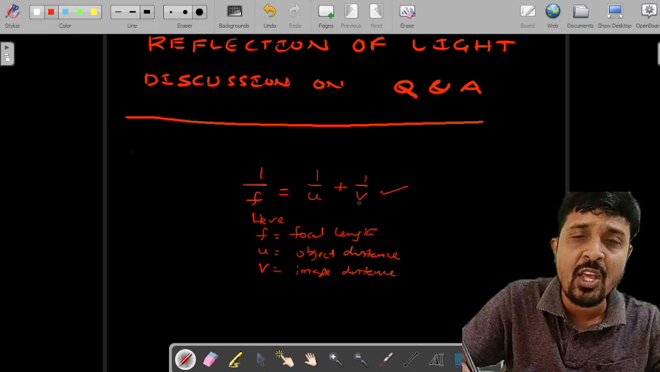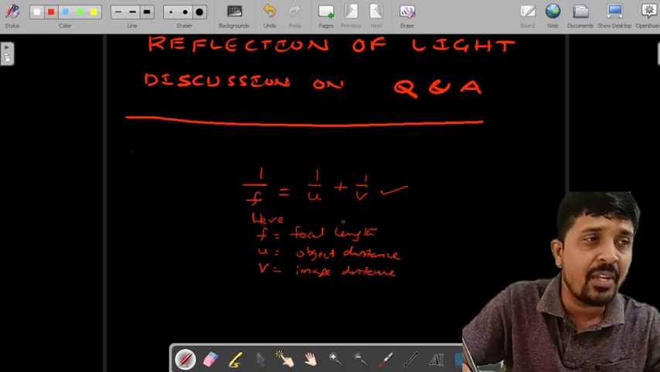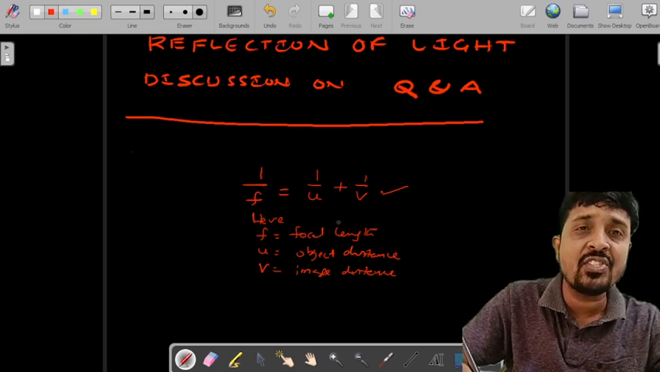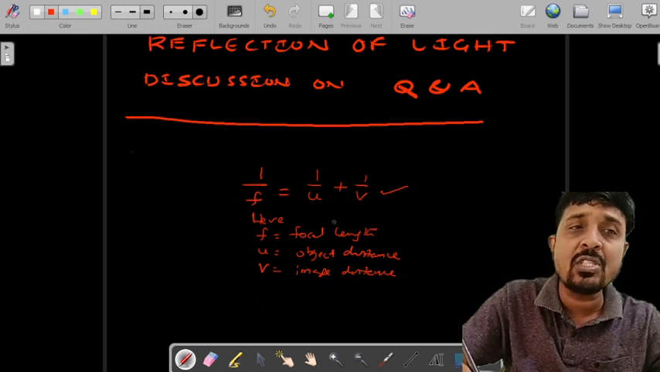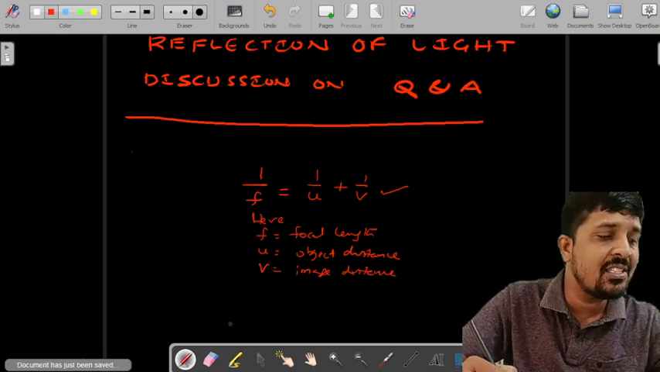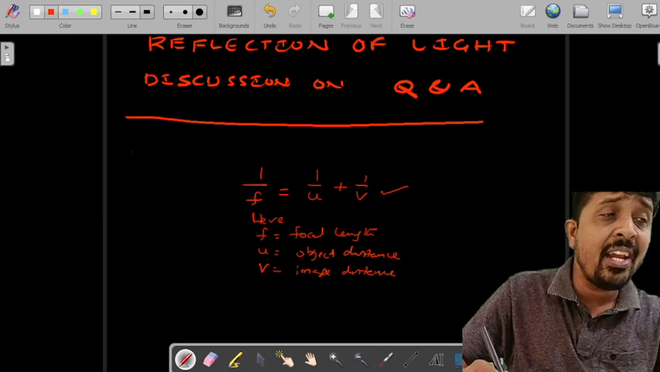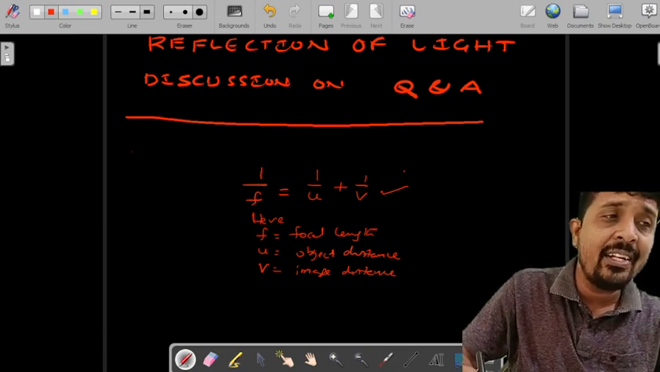So what is the mirror formula? 1 by f equals 1 by u plus 1 by v is called the mirror formula. Here f stands for focal length, u stands for object distance from the pole, and v stands for image distance from the pole.